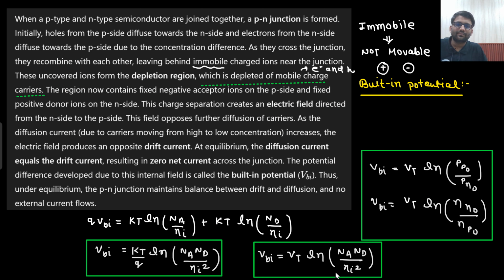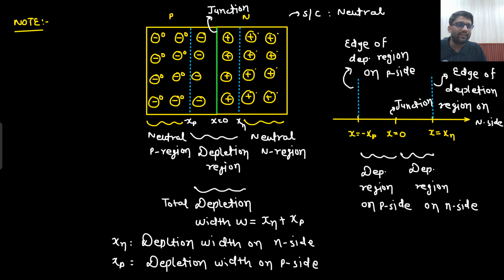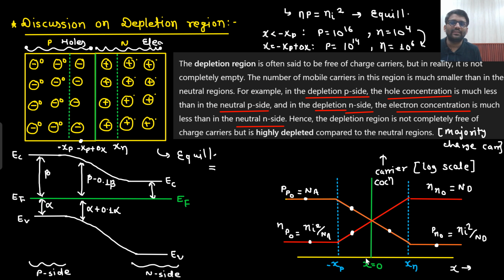But in the depletion region, this is the nomenclature which you don't need to revise. Again and again we will be using these words: depletion region, neutral region, depletion region on n side, depletion region on p side, junction. Depletion width would be xn plus xp; depletion width on p side would be xp, and depletion width on n side would be xn. So this nomenclature you don't need to revise.